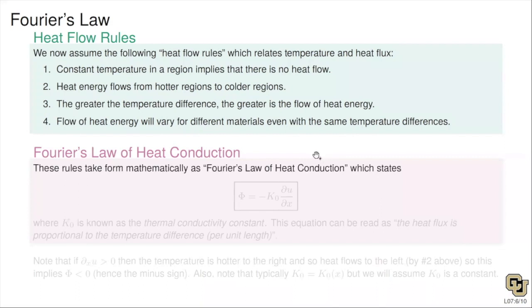So these four rules we can write mathematically as phi equals negative some constant, k sub 0, which is known as the thermal conductivity constant, which will take into account the material. It doesn't have to be a constant, but starting out, we're going to assume it's constant. So times partial u partial x.